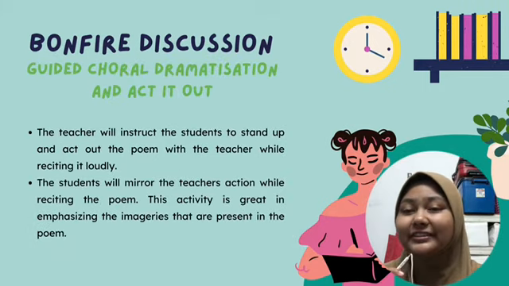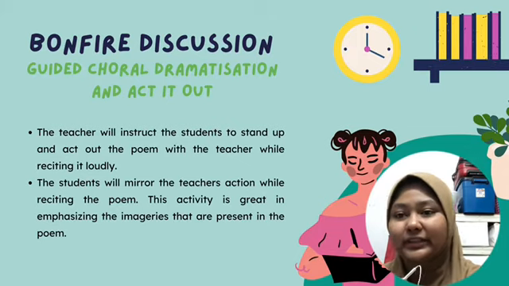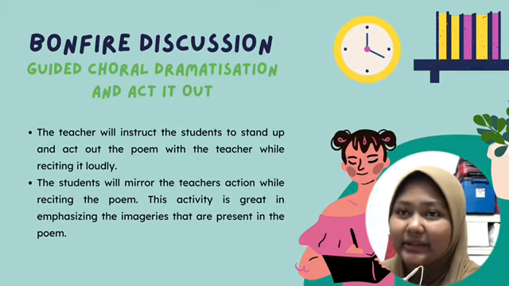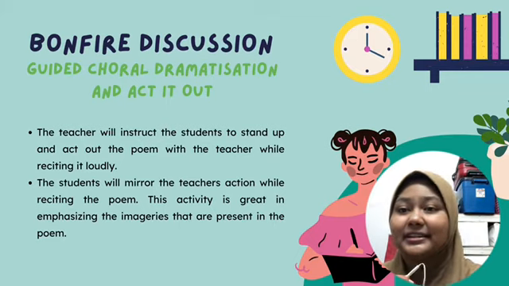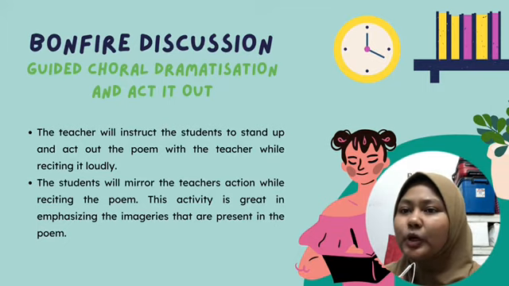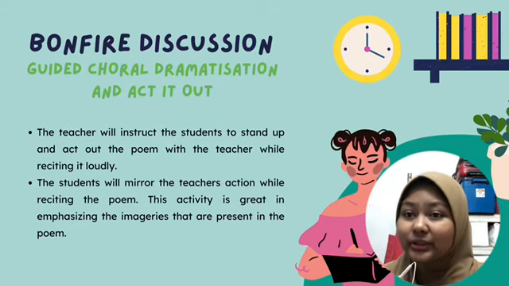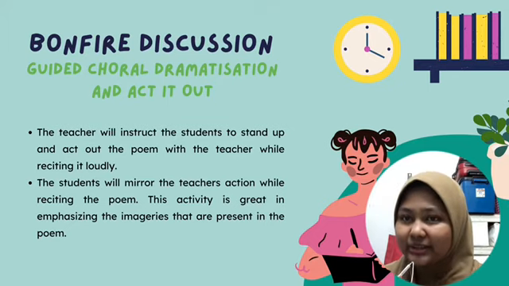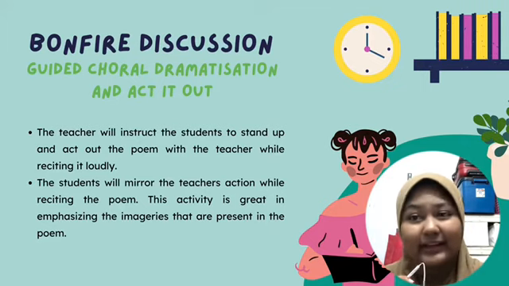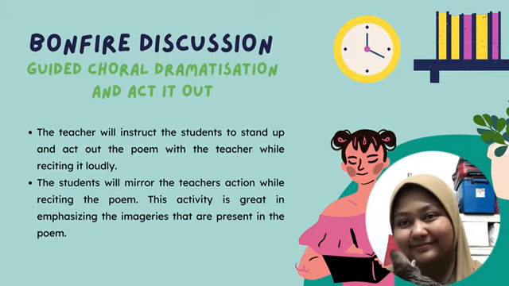After the students have read the poem silently, they will now carry an activity called guided choral dramatization and act it out. In this activity, the teacher will instruct the students to stand up and act out the poem with the teacher while reciting it loudly. The students will mirror the teacher's action while reciting the poem. This activity is great in emphasizing the imageries that are present in the poem.